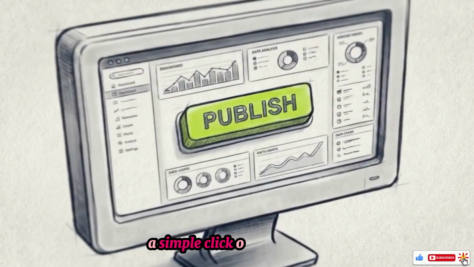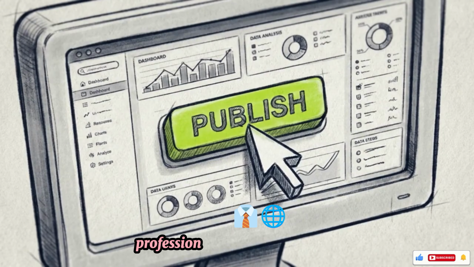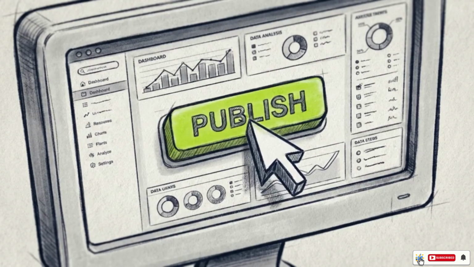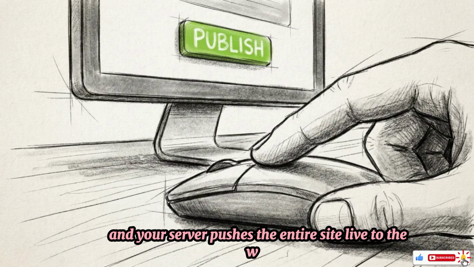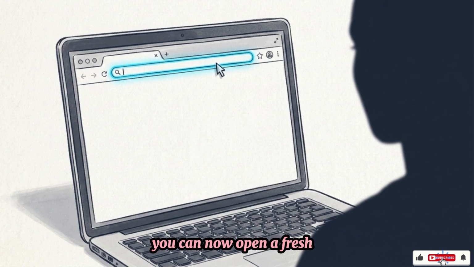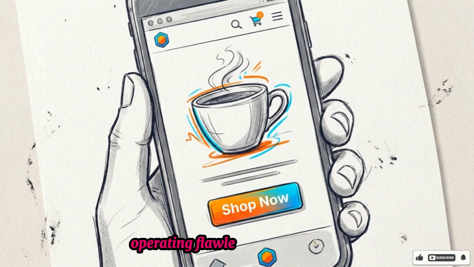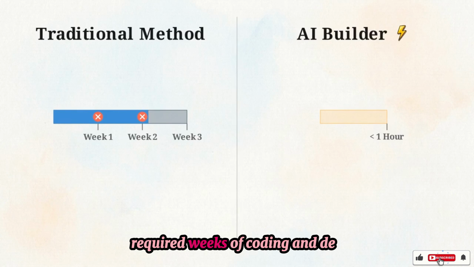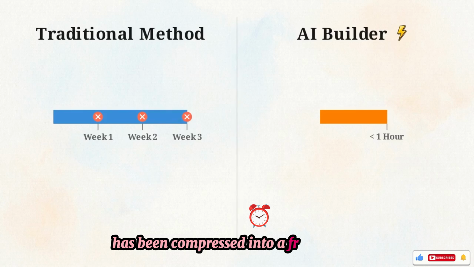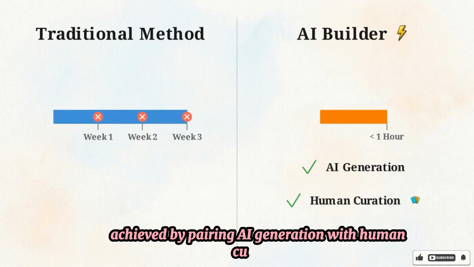A simple click on the Publish button is the final action needed to push your complete, professional website live to the internet. You hit the Publish button, and your server pushes the entire site live to the web. You can now open a fresh browser, type in your custom URL, and interact with a fully functional website operating flawlessly. A development cycle that traditionally required weeks of coding and debugging has been compressed into a fraction of an hour, achieved by pairing AI generation with human curation.